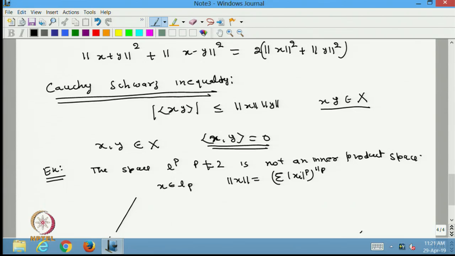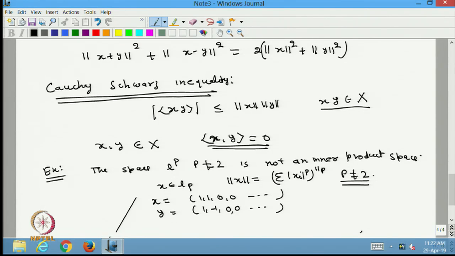Okay. So, we have to prove that for p not equal to 2, it is not an inner product space. Of course, if I can prove that this norm does not satisfy the parallelogram law, I can say it will not be generated through an inner product. Then my job is done. For that reason I am taking one particular x, which is this sequence, and another sequence y, which I am taking as 1, minus 1.